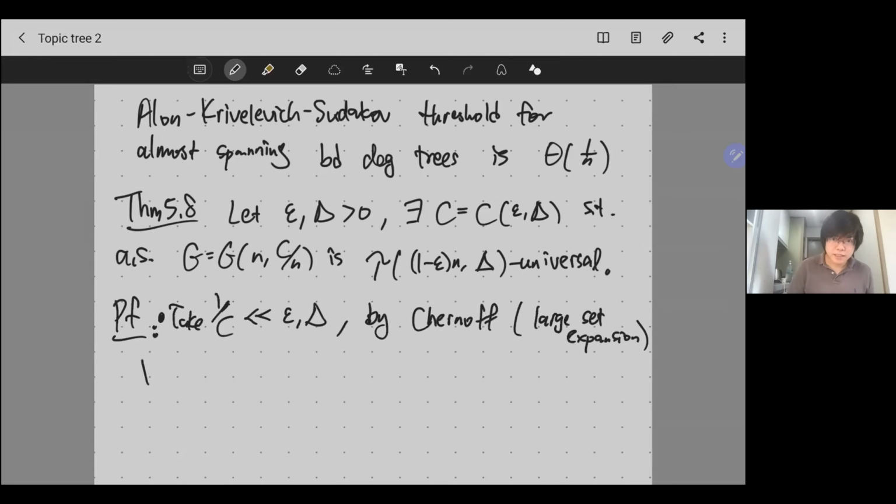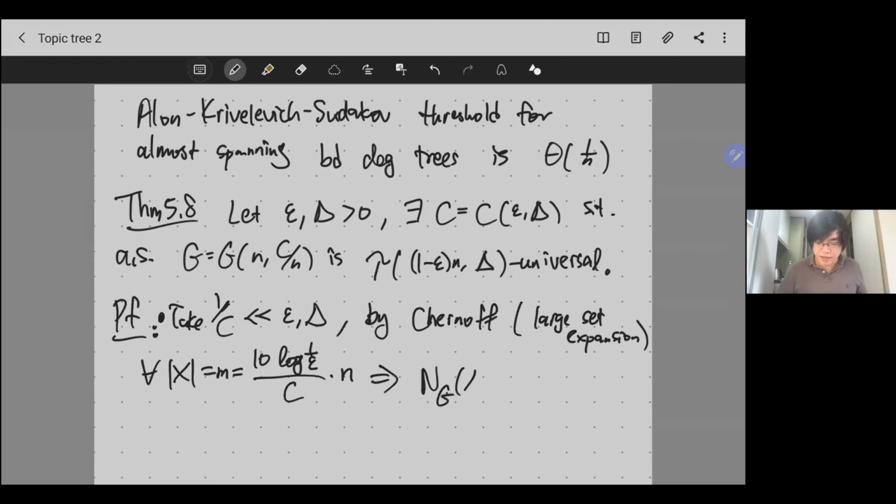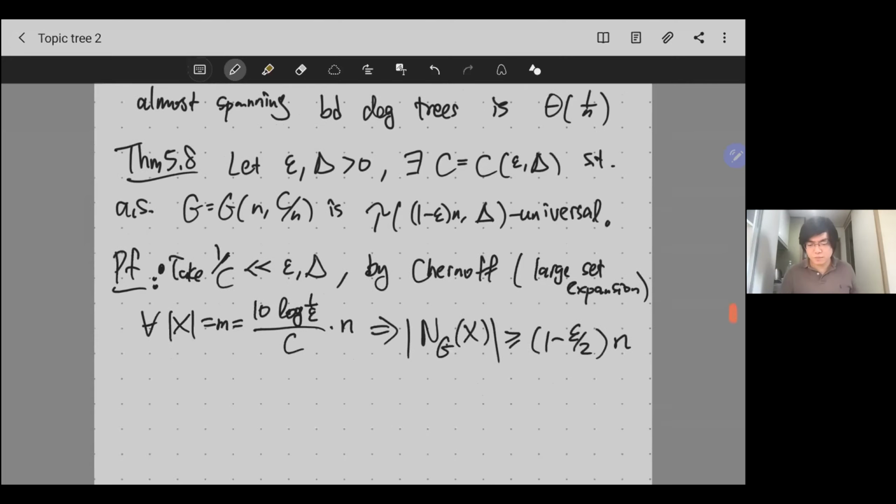It says that for any X subset of size m, where I set m to be something like log(1 over epsilon) over C times n, then almost surely we will see that it expands. The external neighborhood touches almost everything. This is very standard. We've seen it in exercise 4.5 or 3.5, something like that.